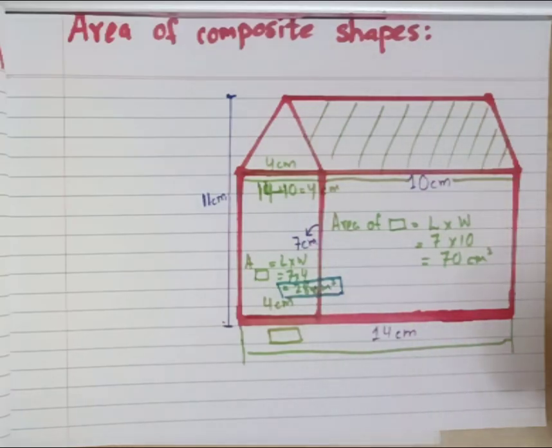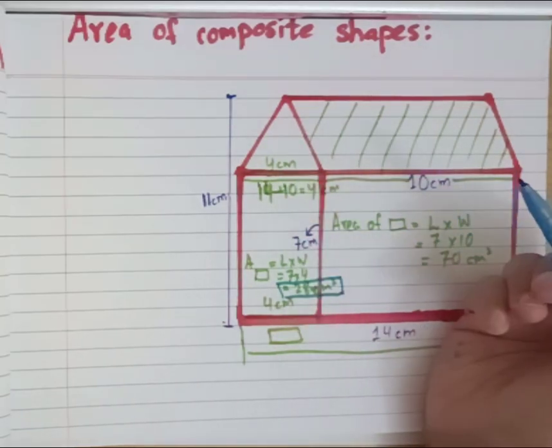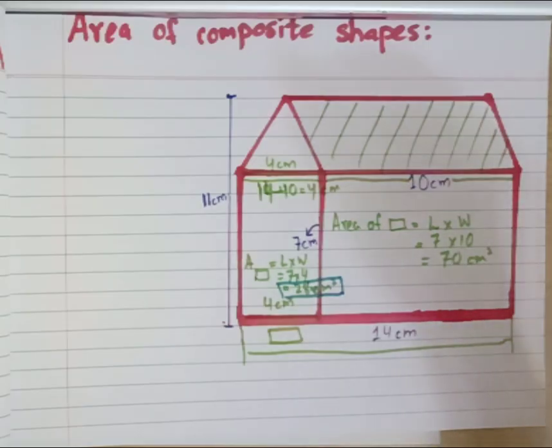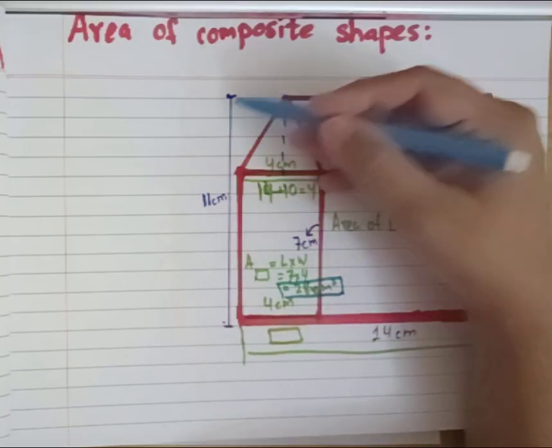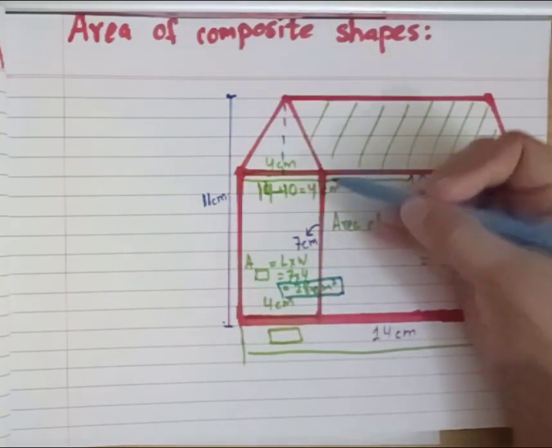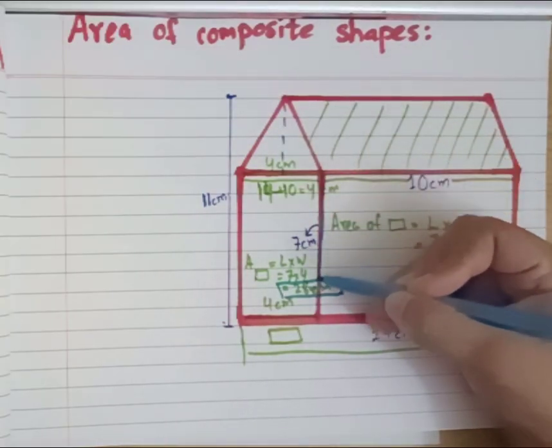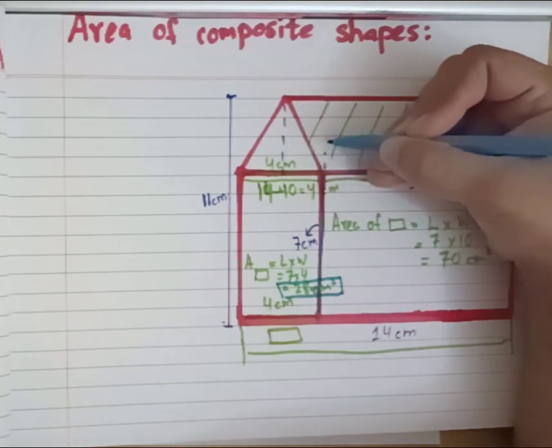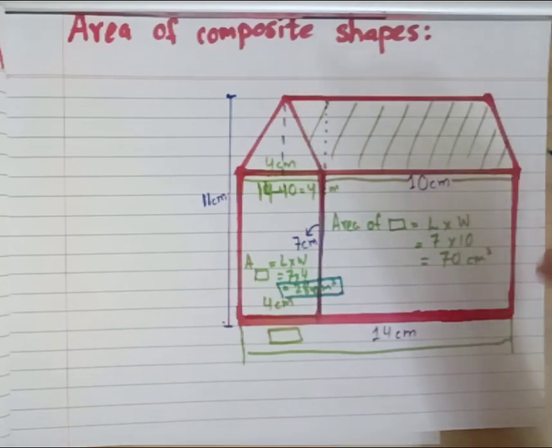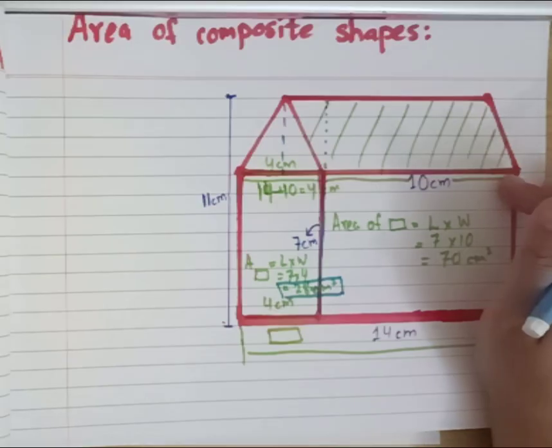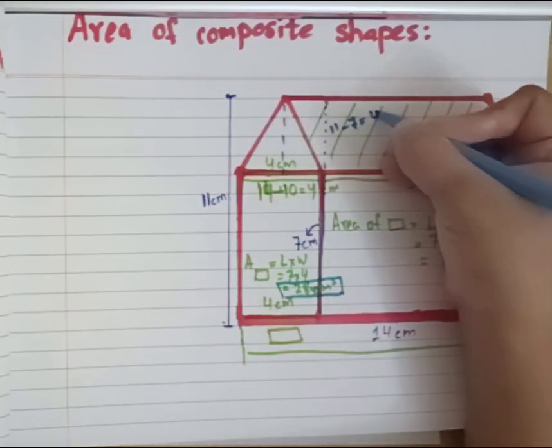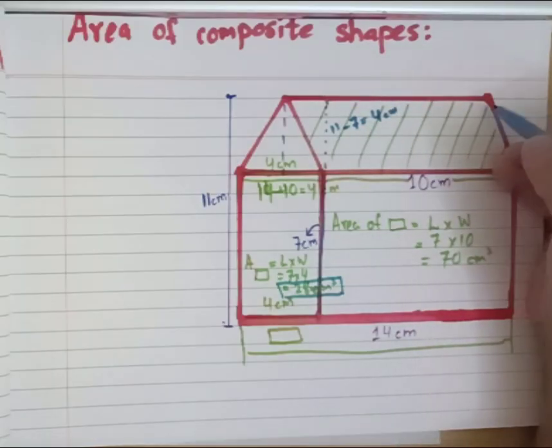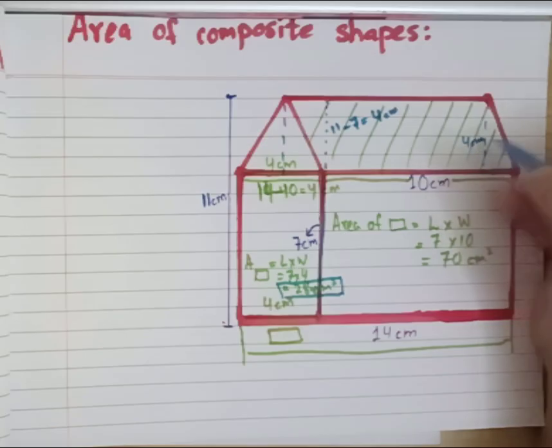Let's find the area of the triangle first. We do have the base given here, but we don't know what's the height of the triangle. So we can find out by looking at the whole length, that is 11 centimeters, and this side is 7 centimeters. So how much will be this one? We also need this one to find the area of the parallelogram. So it will be 11 minus 7, that will be 4 centimeters. So the height of both the parallelogram and the triangle is 4 centimeters.